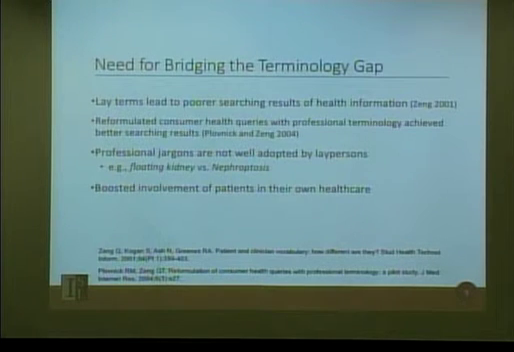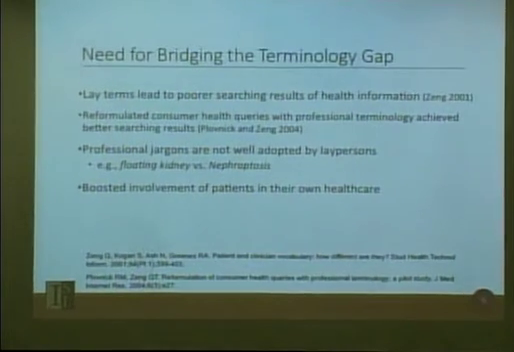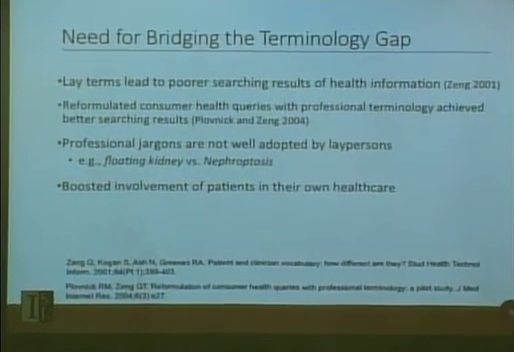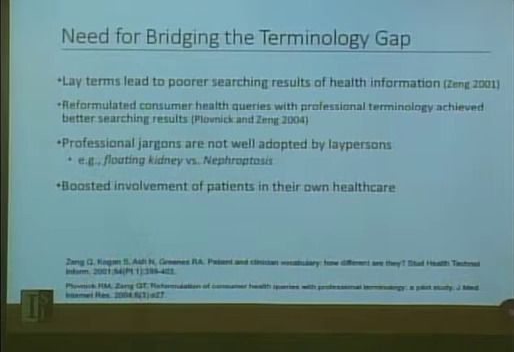Some previous researchers found that lay terms often lead to poorer search results when searching for information. They also found that if you reformulate the search query, for example on Google, from lay terms to professional terms, the search results get better, because it's more relevant and more professionals use professional terms to describe such information.